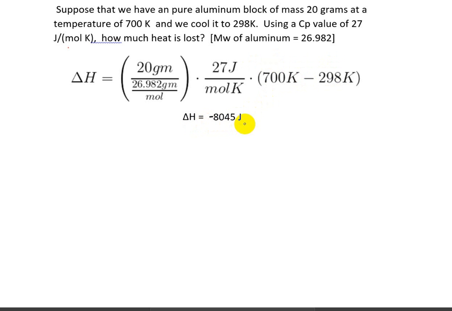Why is it negative? Because heat is being lost by the aluminum block. Think of it as a reaction. Any reaction that loses heat is going to have a negative delta H.